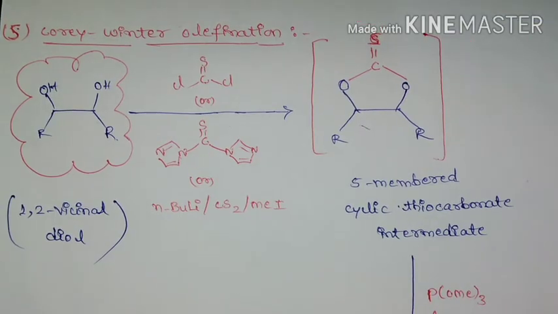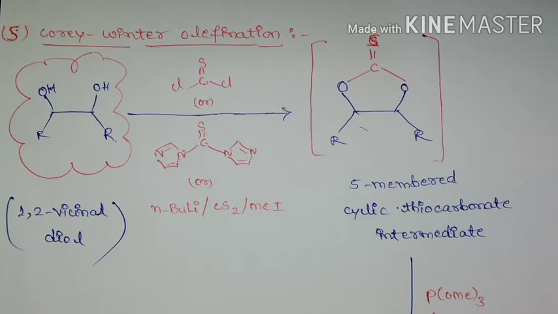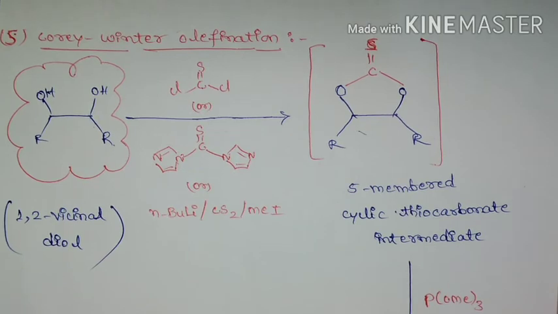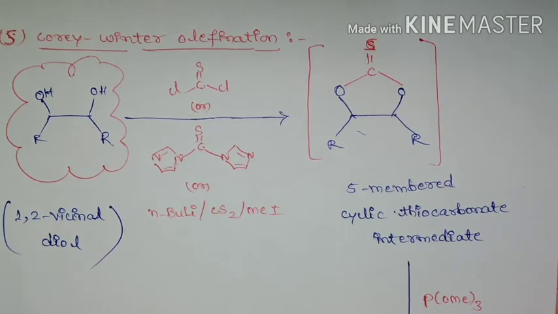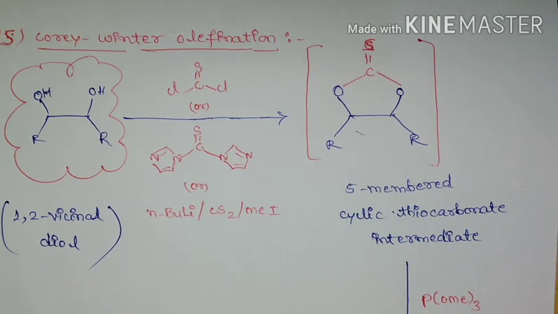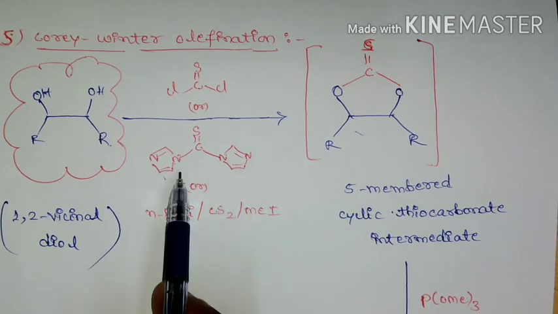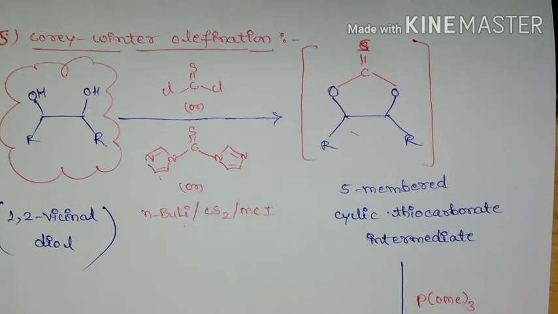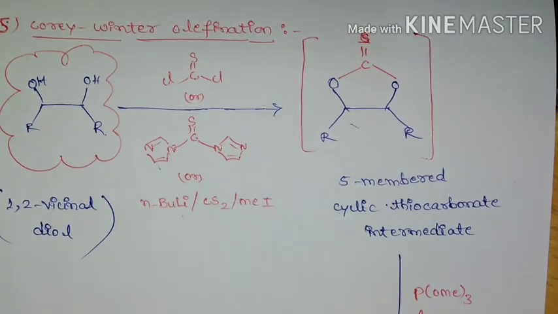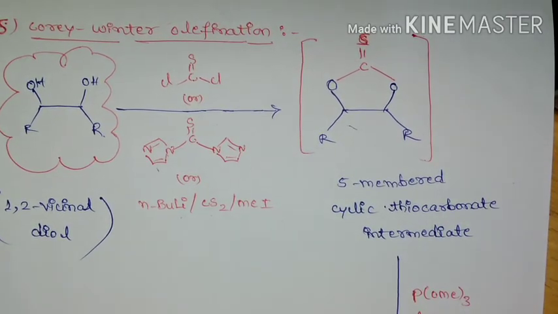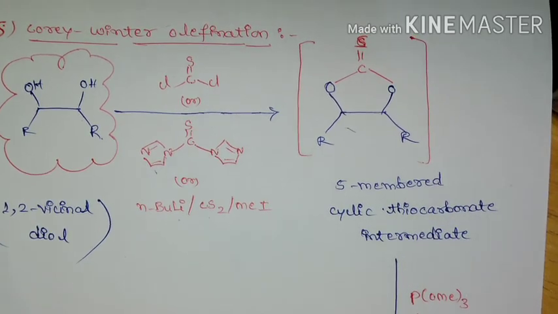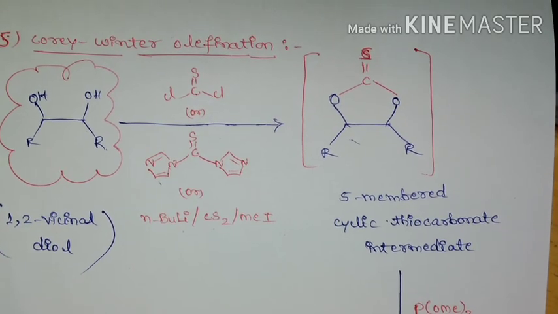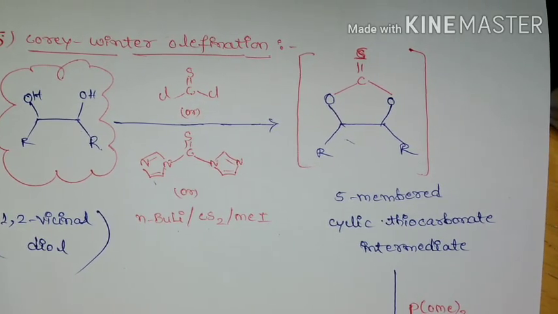The next reaction is Corey-Winter olefination. Here the substrate is a 1,2-vicinal diol. If the 1,2-vicinal diol is treated with thiophosgene, or thiocarbonyl diimidazole, or n-butyllithium, carbon disulfide and methyl iodide, you can use any of these reagents. Then it forms a 5-membered cyclic thiocarbonate intermediate.